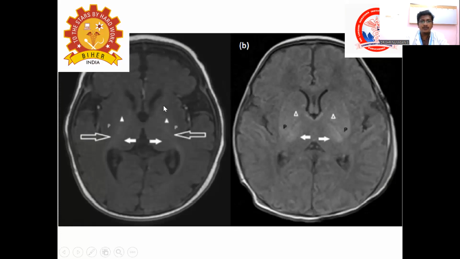So you can see the T1 weighted sequence here. You can see the normal hyperintense, brighter area involving the posterior limb of the internal capsule. And the same thing here, but this lighter area is absent. It is darker here. So this is called the absent posterior limb of the internal capsule sign, which is seen in hypoxic ischemic encephalopathy.